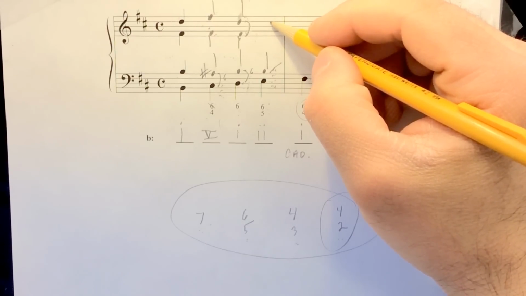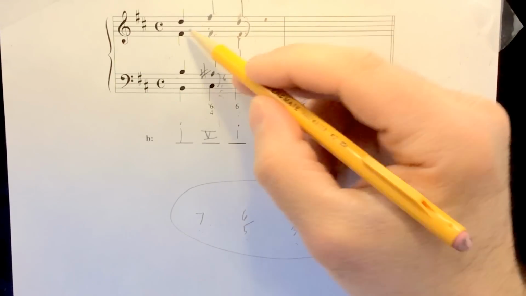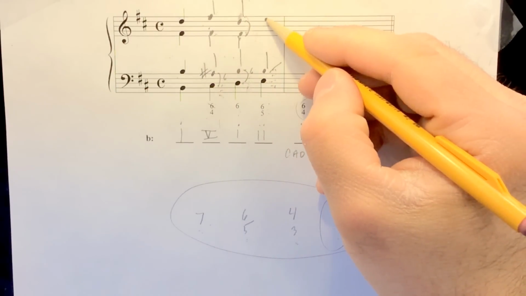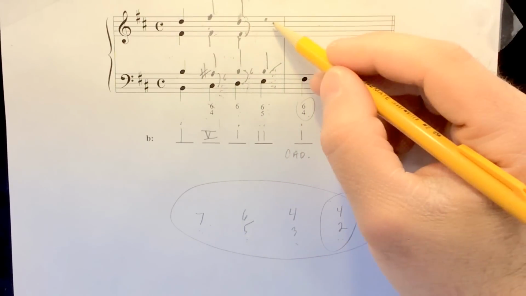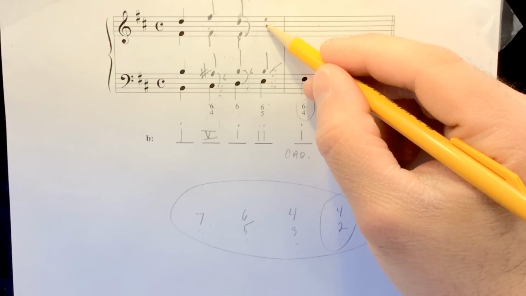So we can fill in, perhaps. That might be a choice. We skipped up, went back down to the D. We can continue ascending, or we have the option of going down to the C sharp if we'd like as well.